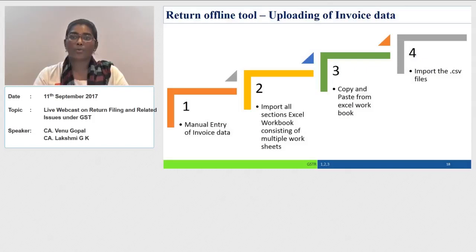Then again you can select one more table and paste into the offline tool. And next, CSV files for each table have been provided in the offline tool, and we can fill the data in the CSV file, import the same in the offline tool, cross-check and generate the JSON file. This procedure has been clearly explained in subsequent slides with screenshot help.